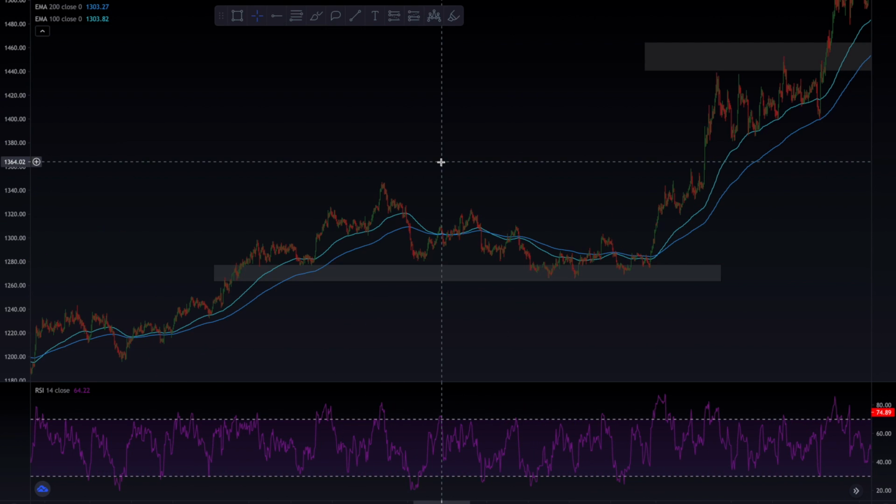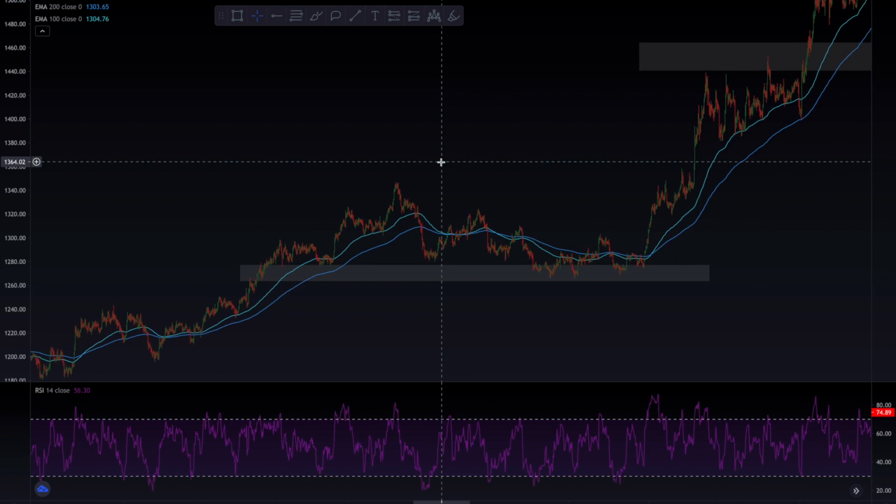Now let us see how to use divergence for swing trading. I basically use only support and resistance while I swing trade, and I do it on time frames higher than 4 hour, or at least on 4 hour time frames.